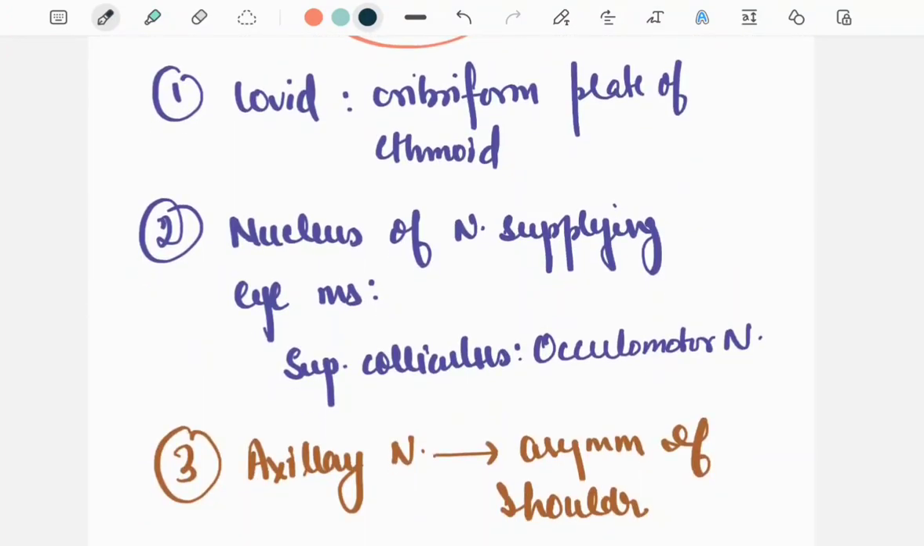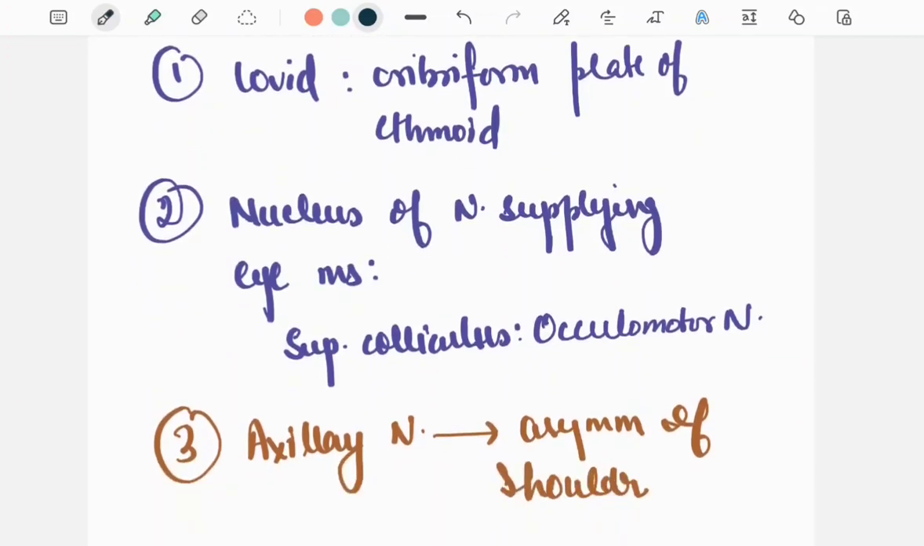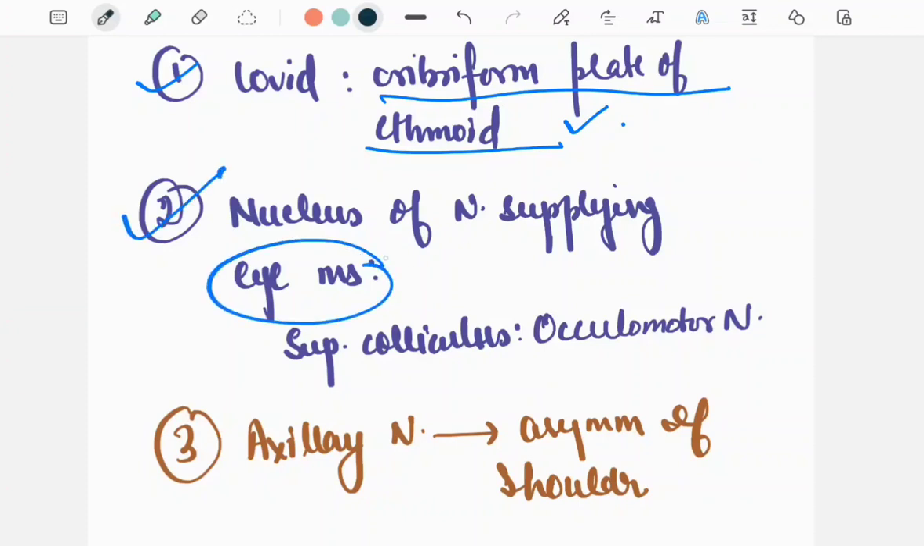Then from 2021, next questions were: COVID spreads through which route? So it was cribriform plate of ethmoid. Then again, nucleus of nerve supplying the eye muscles. You have to know it. It is very frequently asked. So it was superior colliculus, like for oculomotor nerve.